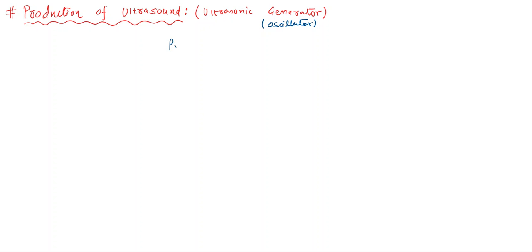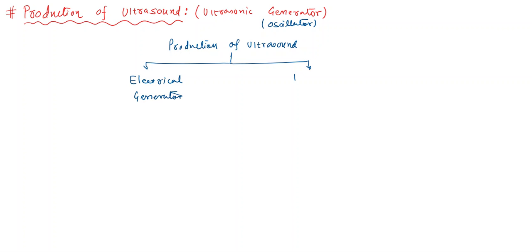So production of ultrasound can be done with the help of two methods. First one is electrical generator. We can produce it with an electronic circuit. They are known as electrical generator. And the second part is known as the mechanical generator. Now they are rarely used.